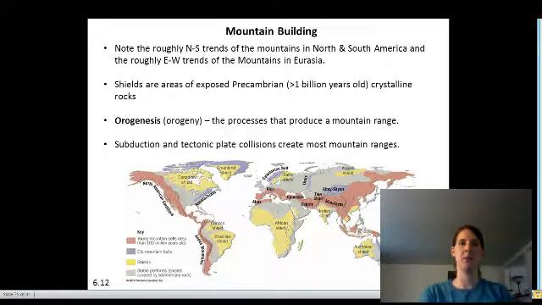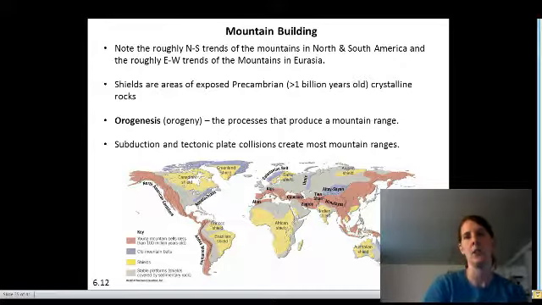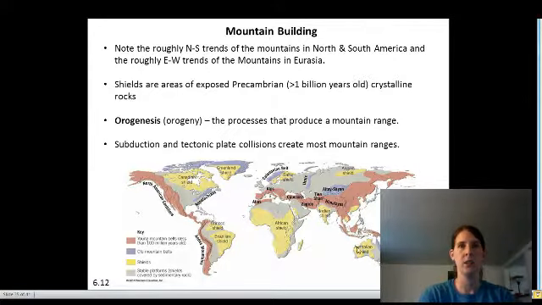Finally, into mountain building. So here we just have a look at some of the major mountain ranges across the globe. And I want to note the north-south trends of the mountains in North and South America, specifically the North American Cordillera and the Andes, and the east-west trends of the mountains in Eurasia. Okay, these are important trends to acknowledge.